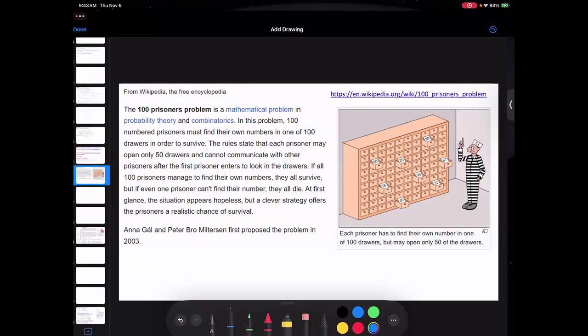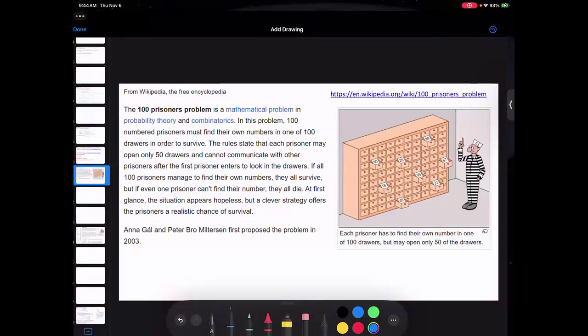So the way it works is you have 100 prisoners, and we will assume that they are mathematicians who try to divide by 0. So they've been sent to jail, but they are extremely intelligent. They have wonderful logical skills. And in this problem, the 100 numbered prisoners must find their number in the drawers to survive. So there's 100 drawers. Each drawer has one and only one number. So maybe number 1 is in 15, maybe number 2 is in 23, et cetera. No drawer has 2 numbers.